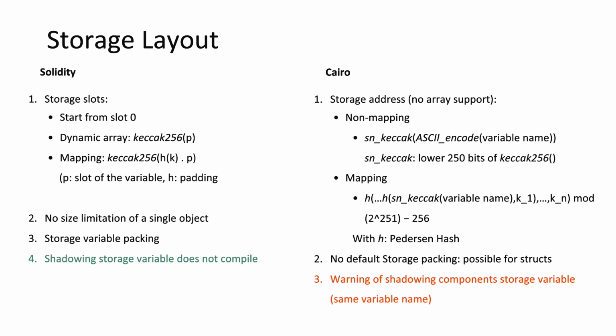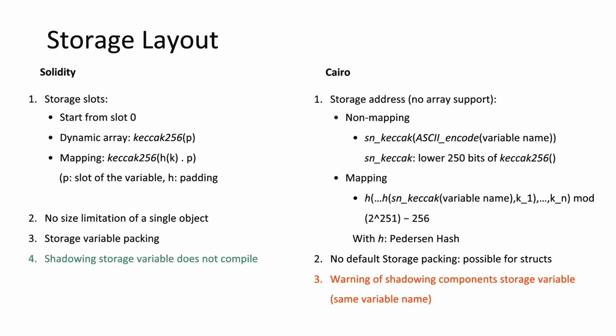For mappings, it's very similar to the Solidity case, just that we also use the variable name instead of the slot. There is no default storage packing in Cairo. However, it's possible for structs that implement the StorePacking trait.